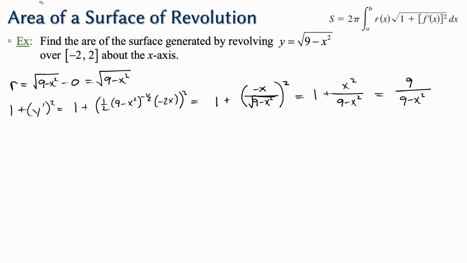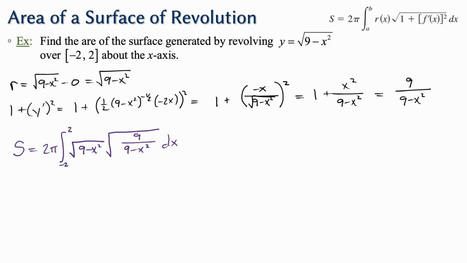And this time, instead of doing some substitution, we're going to talk about how having multiple radicals can actually help us do some other things. So I chose this example to show you some different algebra. So our surface area is going to be 2 pi, going from -2 to 2. And then, again, our radius on the outside is the square root of 9 minus x squared. Under the radical for arc length, we have our 9 over 9 minus x squared, and then dx.